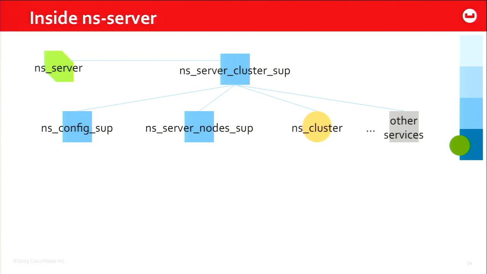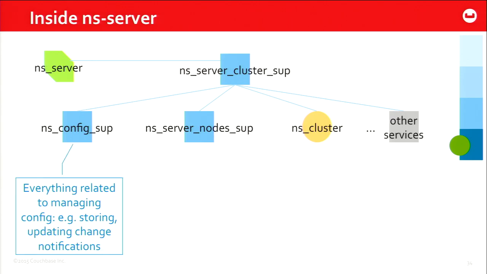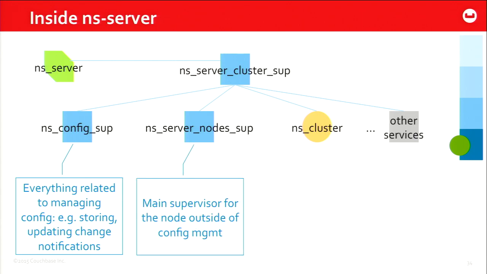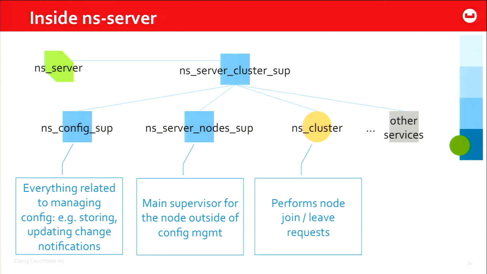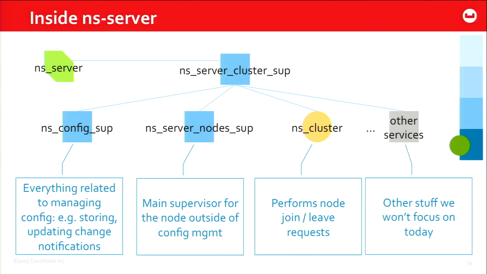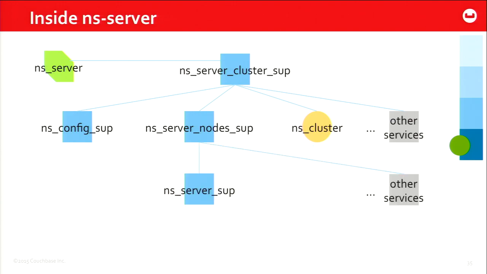Okay, so it supervises the supervisors. And as we drill down, it's got some interesting child processes attached to it. The config supervisor, which is responsible for managing, storing, updating, changing config notifications. What we're really interested in today is the server node supervisor, which is sort of the most important secondary supervisor that's going to influence the talk today. It's the main one. And the NS cluster gen server, which performs node join leave requests. And there's some other stuff that's pretty interesting, but we're not going to talk about it today.